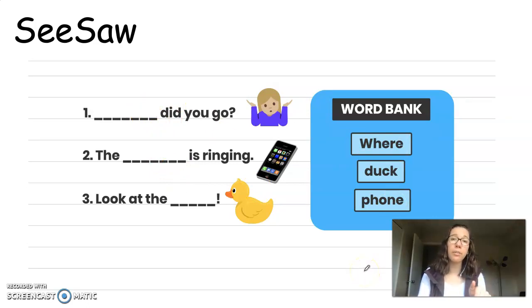Then you're going to click the microphone button and record yourself reading each one of these sentences so know that you didn't just guess or match the pictures, okay? Make sure that your sentence makes sense and think about which digraph you're using while filling in those words.